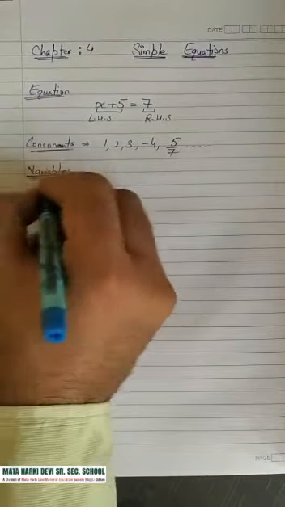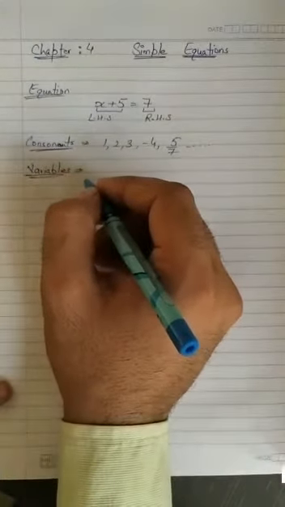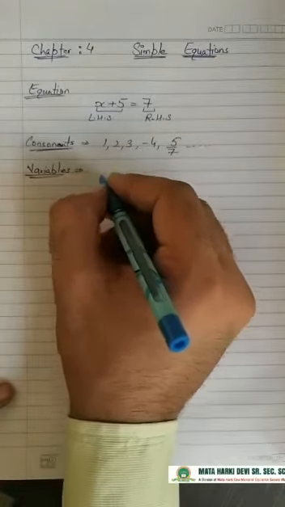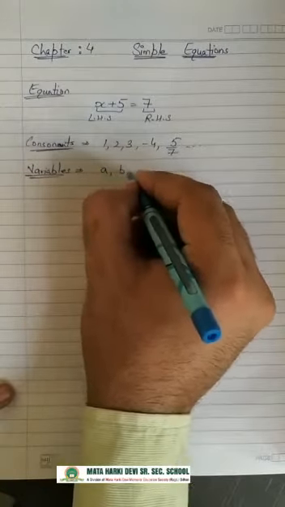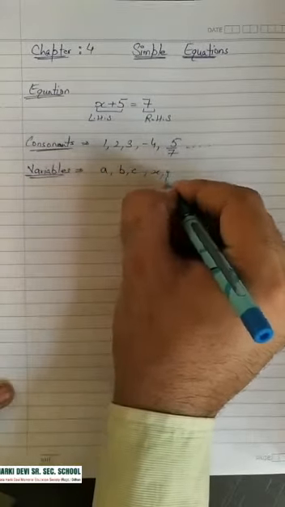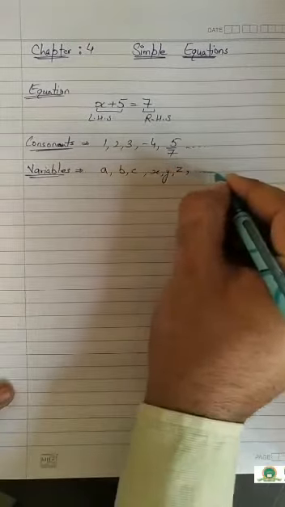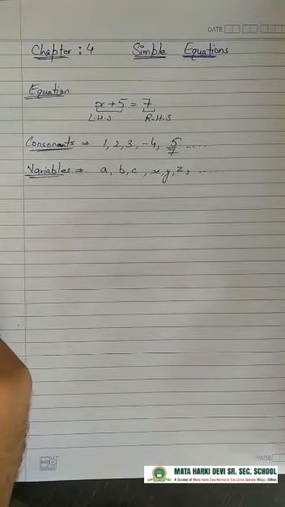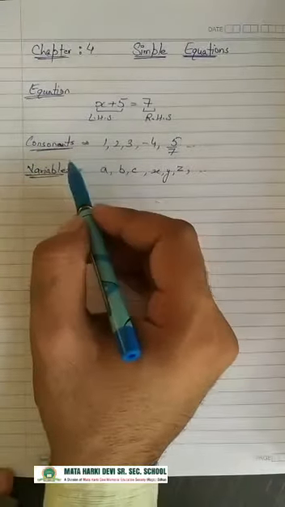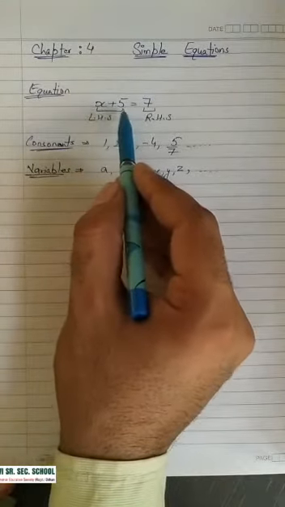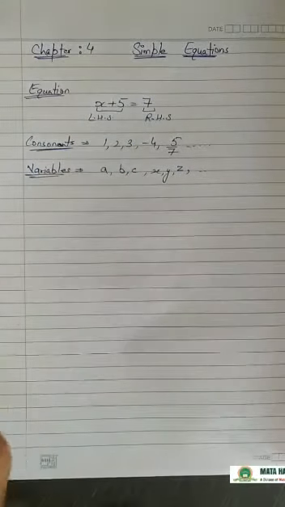Variables are basically the alphabets that do not have any constant value, and they are denoted as a, b, c, x, y, z or any other English alphabets. So here we have x as a variable, and 5 and 7 as the constants.